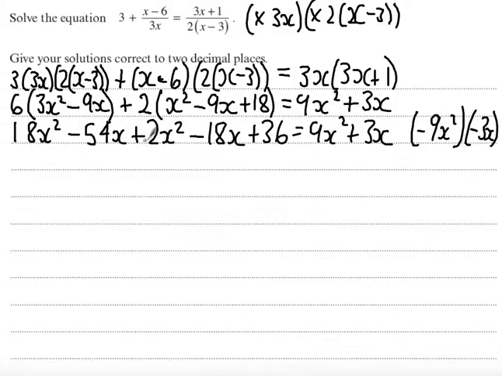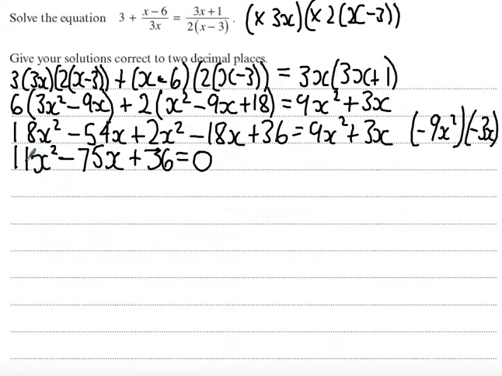So I get 18x squared plus 2x squared is 20x squared. I then want to subtract this 9x squared, so I get 11x squared. If you need to take more steps to do this, it's completely fine. I've got minus 54x minus another 18x is minus 72x. I'm then going to subtract another 3x, which gives me minus 75x. Finally, I've got plus 36. There's nothing else I need to do to tidy that up, so I get 11x squared minus 75x plus 36 equals 0.